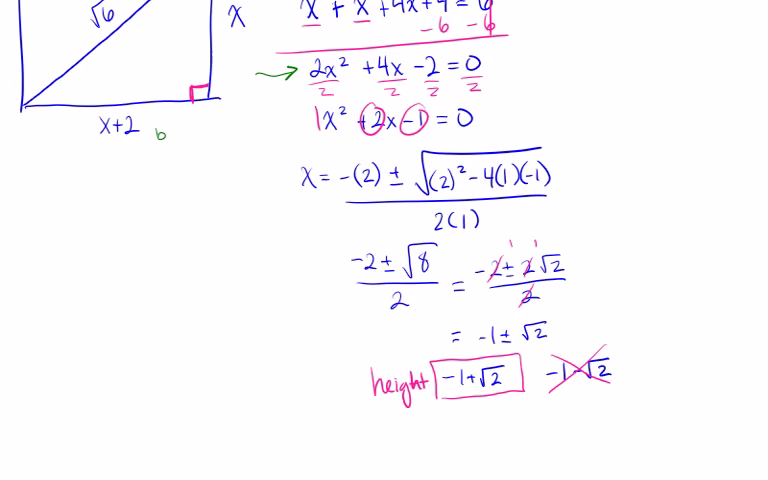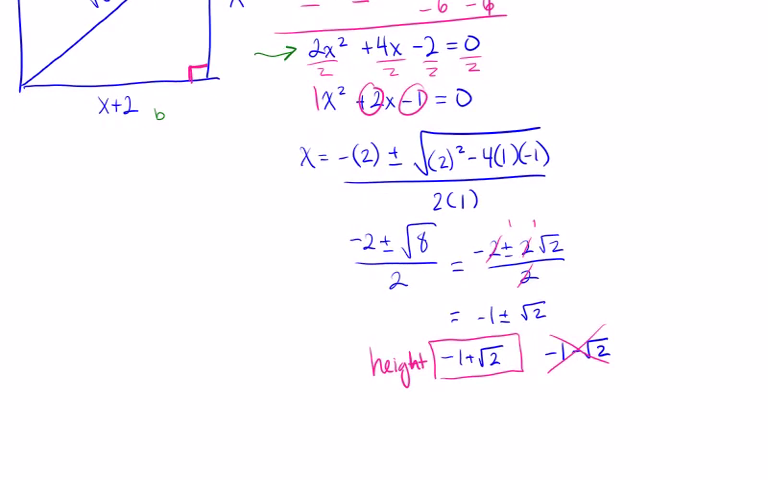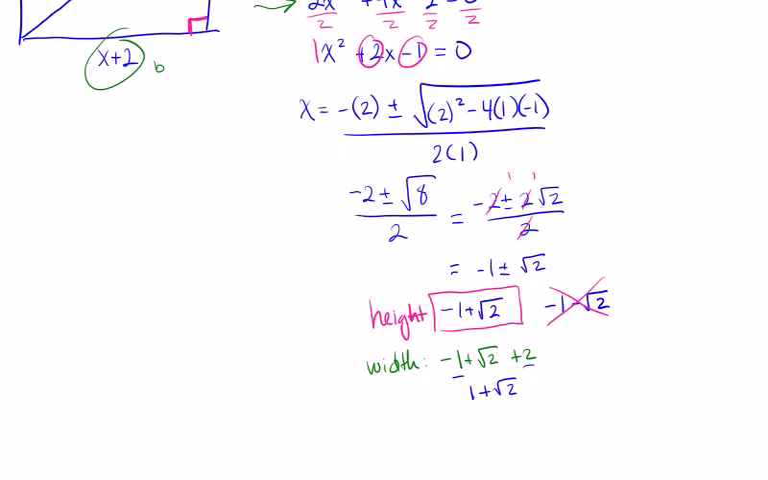And so now, in order to find our width, we have to use x plus 2, right? So the width is going to be negative 1 plus root 2 plus 2, right? Which turns out to be, combined like terms, 1 plus root 2. All right, so those are 2 values.